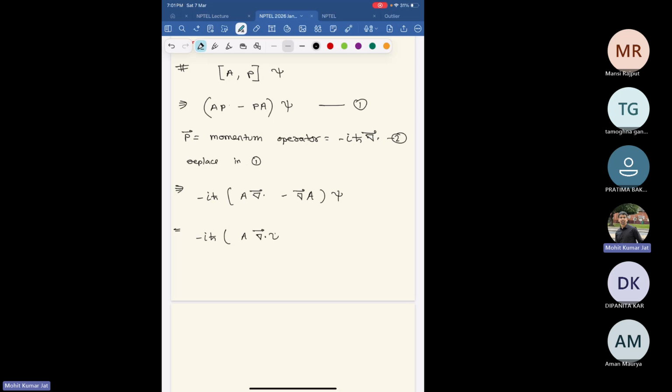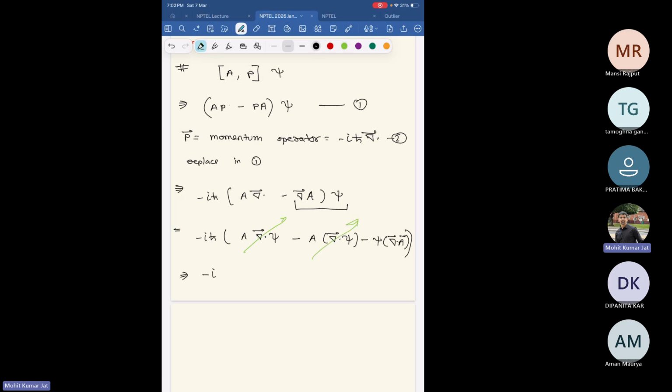divergence of, it will operate on the psi, minus this divergence will first operate on the psi, and then again it will operate on A. So the first combination will be the A outside and the divergence operating on the psi, and the second will be psi outside and this divergence operating on A, right?